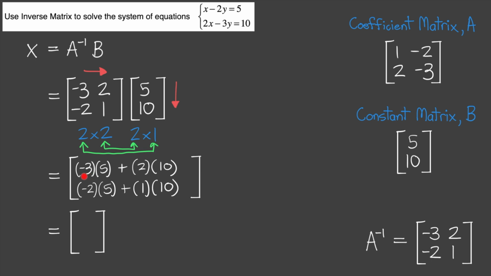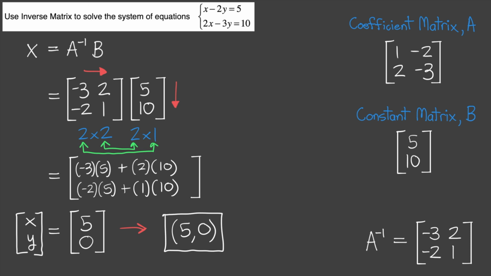All right, now we just simplify. So we get -15 here plus 20, so that gives us 5. And then we have here -10 plus 10, which gives us 0. All right, and remember we were solving for x and y, so I'll put those variables right here. So this matrix is really x, y. So that tells us that x equals 5 and y equals 0. So our final answer is 5, 0. So that's where these two lines intersect at 5, 0. And we used the method of inverse matrices to solve this system of equations.